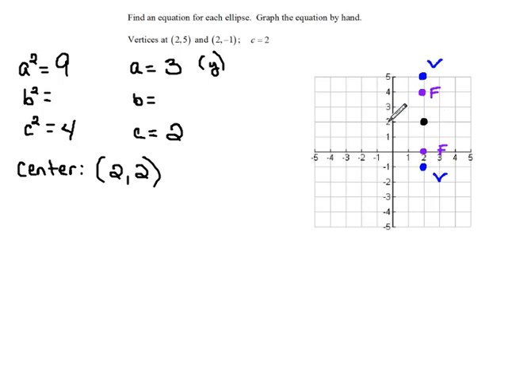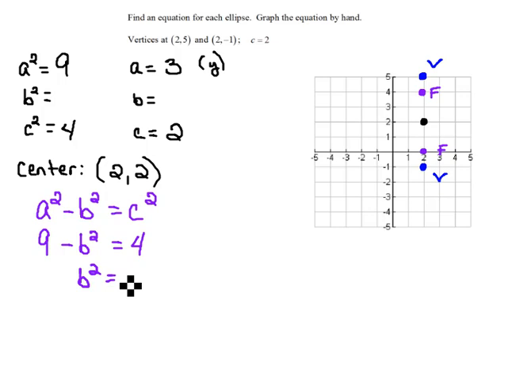Now, the only other thing we need to be able to finish drawing this in is our b value. But luckily, we have a relationship between a, b, and c. That relationship is a squared minus b squared equals c squared. So 9 minus b squared, which we don't know, equals 4. That means b squared has to be 5. So b is the square root of 5, and that has to be in the opposite direction, so in the x direction.